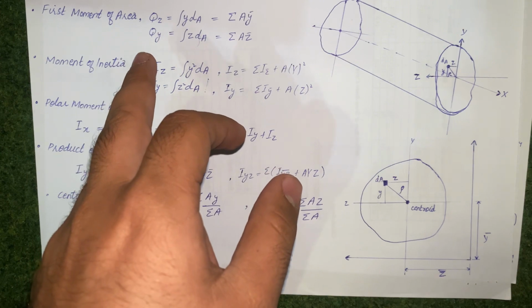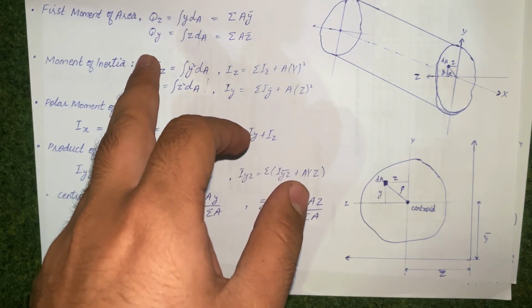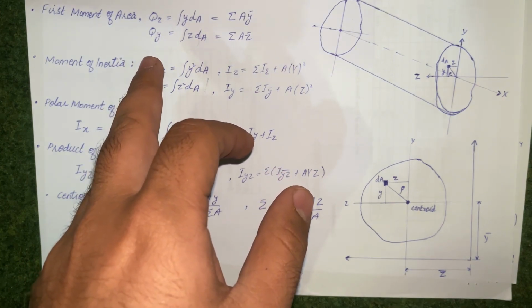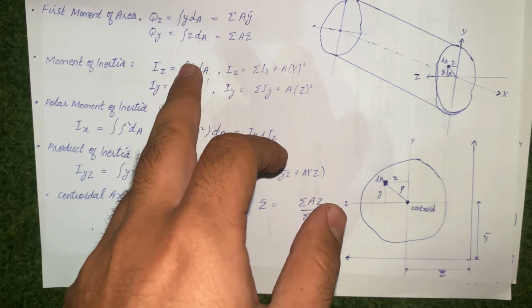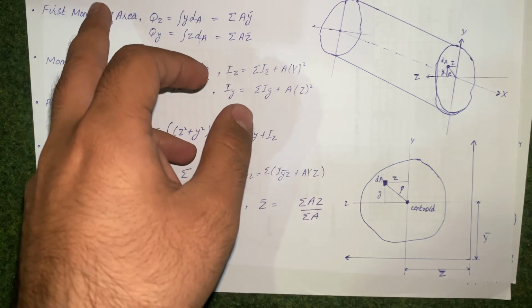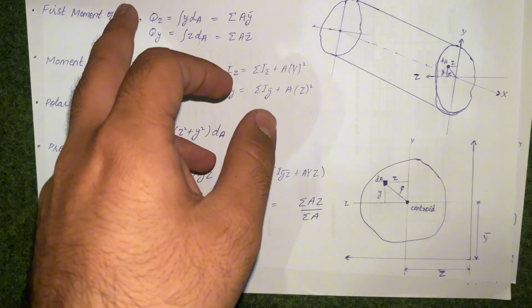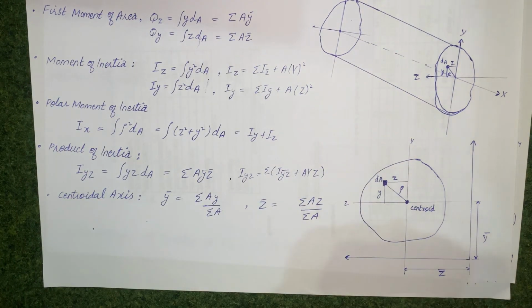And where this Q is used, the first moment of area is used to calculate the shear stresses, which is equal to VQ divided by Ib. And where this area is used to calculate the axial stresses. So all these geometric properties are used to calculate the stresses.